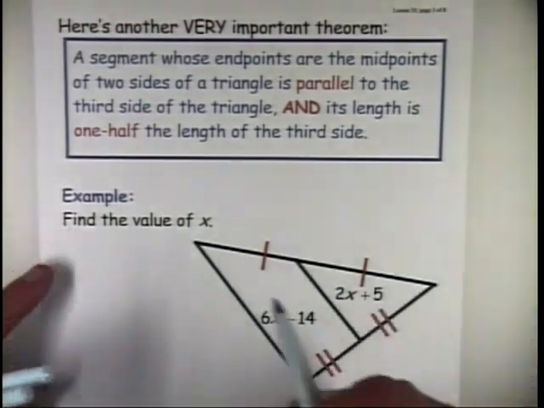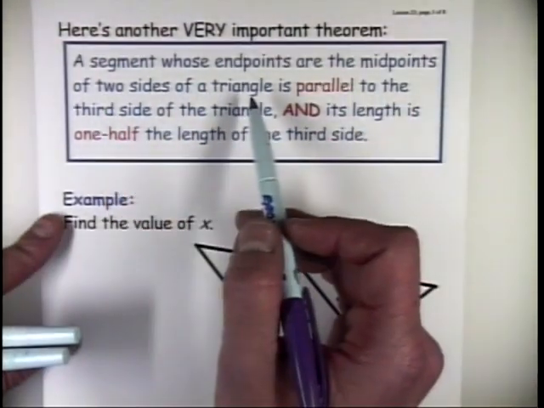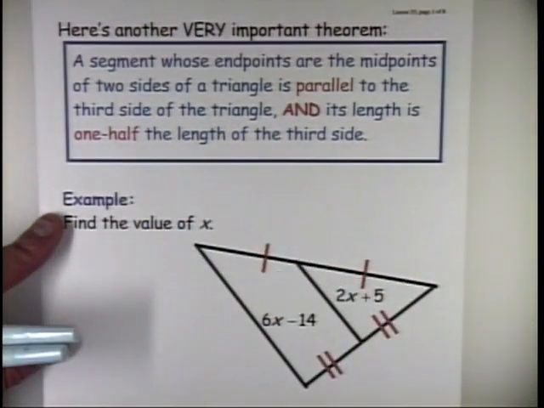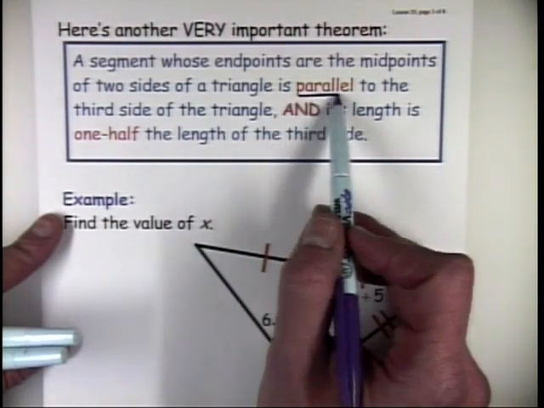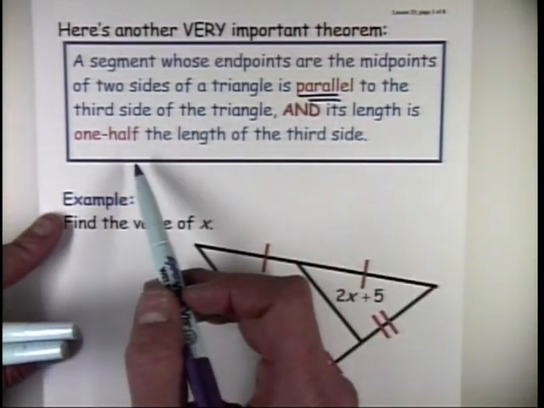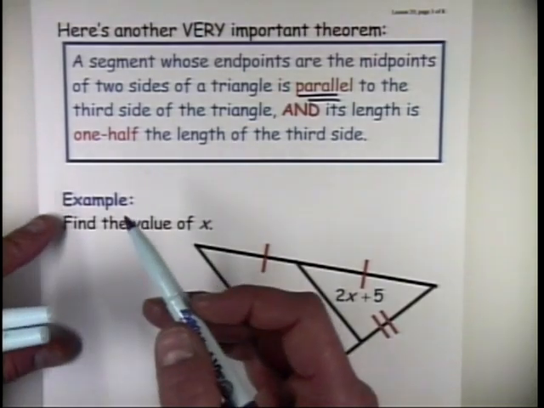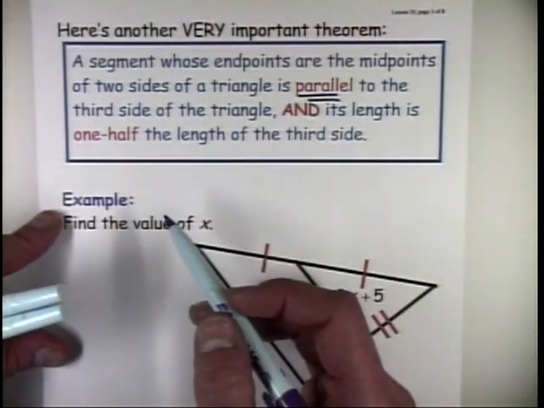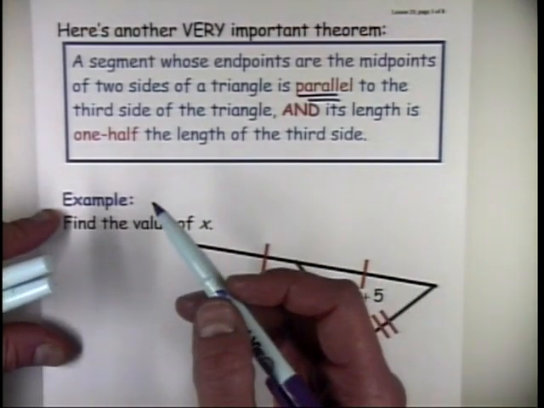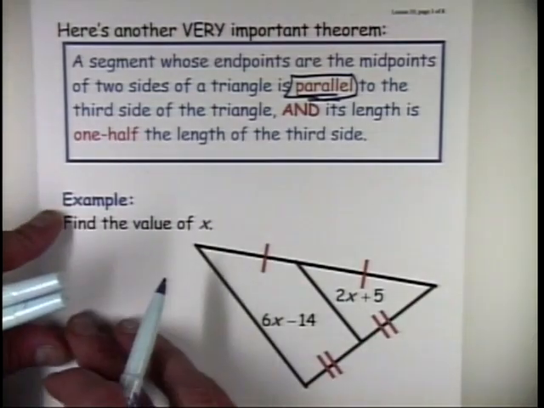Okay, here it is. It says a segment whose endpoints happen to be the midpoints of two sides of a triangle, just like the one we worked, well, then we know that that segment is parallel to the third side of the triangle. We kind of verified that in the last example. This theorem tells us now that if we know that it bisects the two sides, we don't have to test to see if it's parallel anymore by setting up the proportions. The theorem tells us that it automatically is.